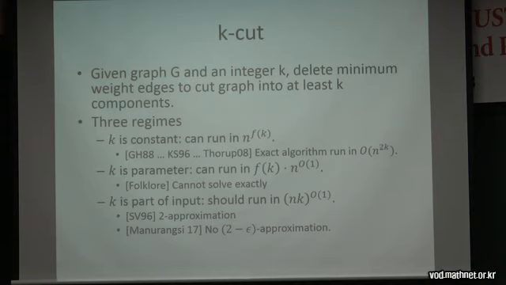And then when K is a parameter, we knew that we could not solve this problem exactly, but nothing special, no approximation algorithm was known in that regime. And then in the most restrictive regime, when K is part of the input, Saran and Vazirani proved that we can get a 2-approximation. And very recently, assuming some complexity conjecture, this 2-approximation algorithm was proved to be tight.